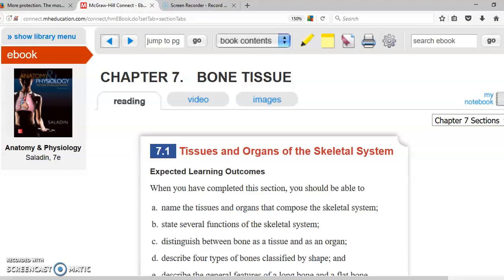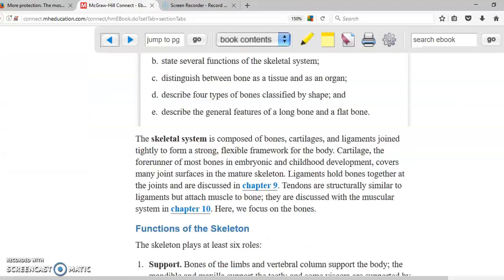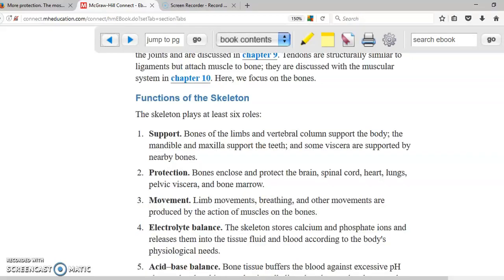Okay, the next chapter is basically bones and bone tissue. When you put together the skeletal tissue, you're going to get bones. When you put together all the bones, you're going to get the skeleton. And it has, as you can see here, functions. One of the functions is support, right? Support your whole entire body with the vertebral column and your limbs.